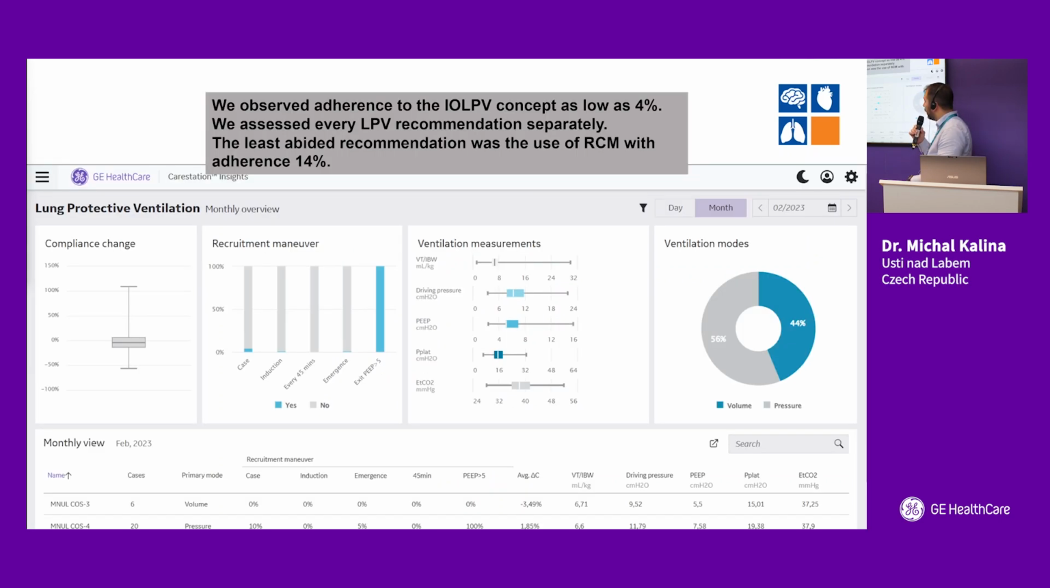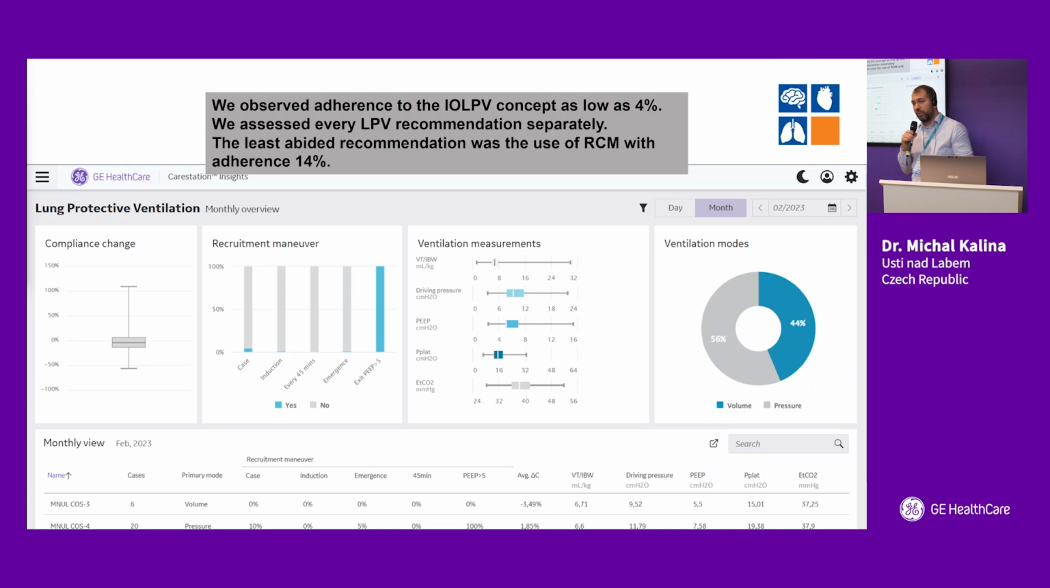And what we did in my department when we focused on education, and we wanted to know how we stand with IOLPV adherence. This is the data from USTI, the real data that we had before we started. So to explore the situation that we had, we realized that we nearly do no recruitment maneuvers at all. And if we do a recruitment maneuver, we do it manually with bag squeezing, which is for sure not recommended at all, because the system cannot capture any recruitment maneuvers that were done.